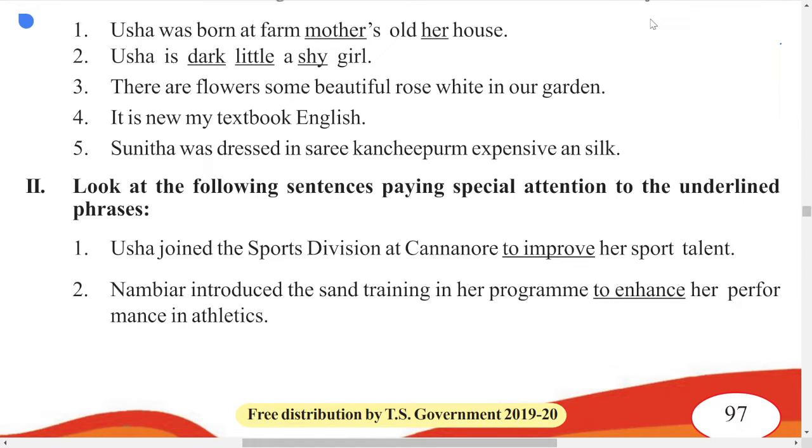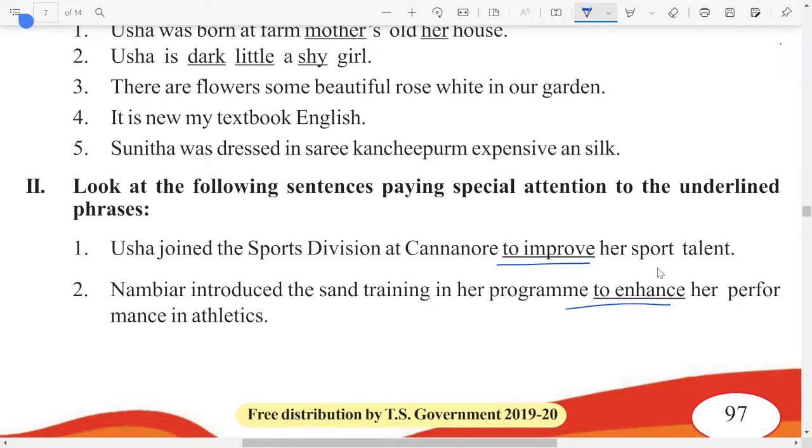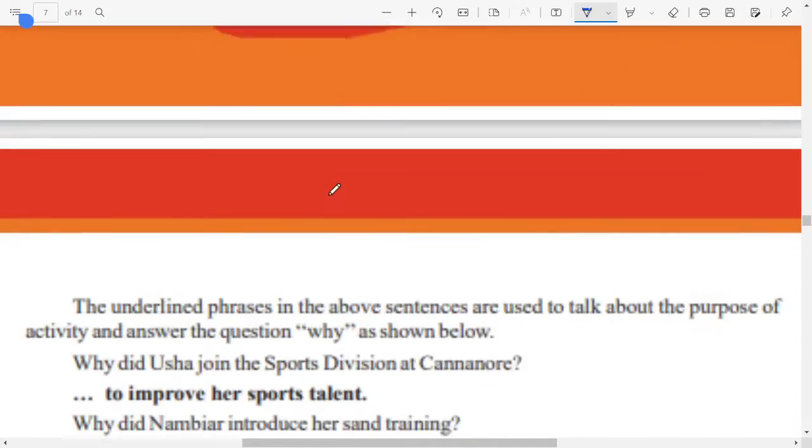Next one, let us get into the second one here. Look at the following sentences, paying special attention to the underlined phrases. What are the underlined phrases? Usha joined the sports division at Cananore to improve her sports talent. Nambe introduced the science training in her program to enhance her performance in athletics. So one here is to improve, another one here is to enhance. Let us see what they are.